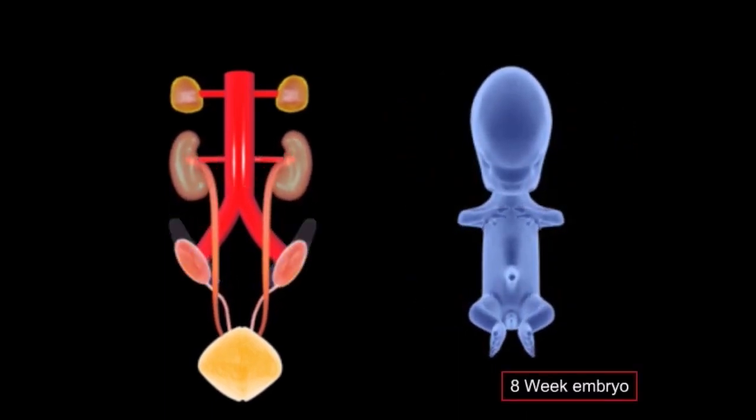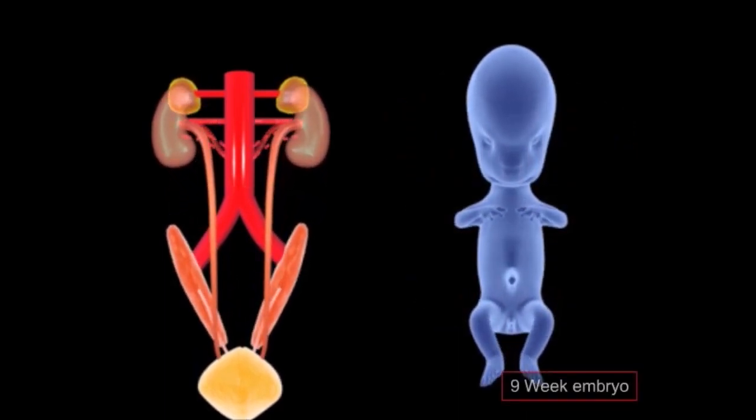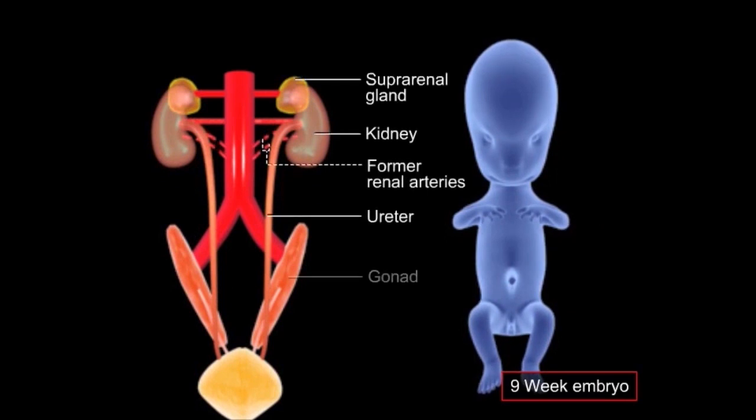As the embryo's body elongates, the kidneys change position, beginning in the pelvis and eventually coming to rest inferior to the suprarenal glands.